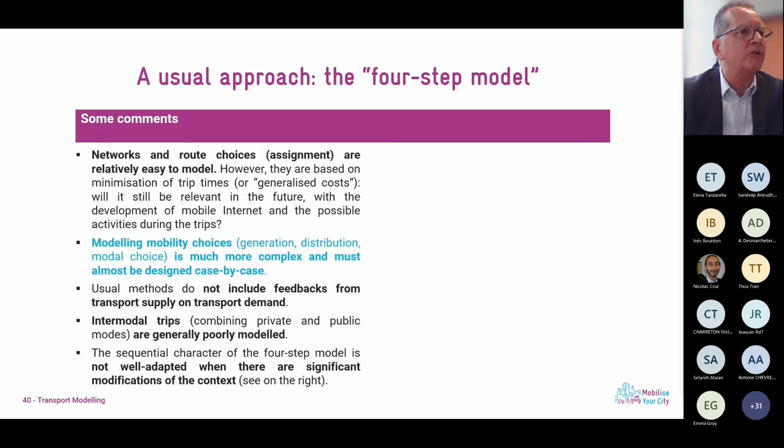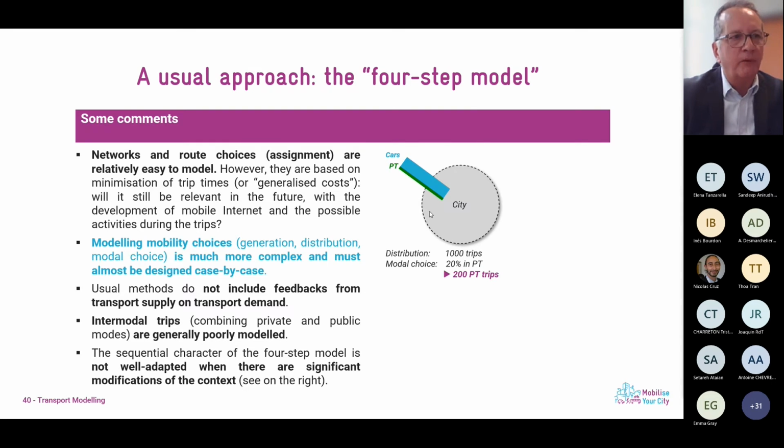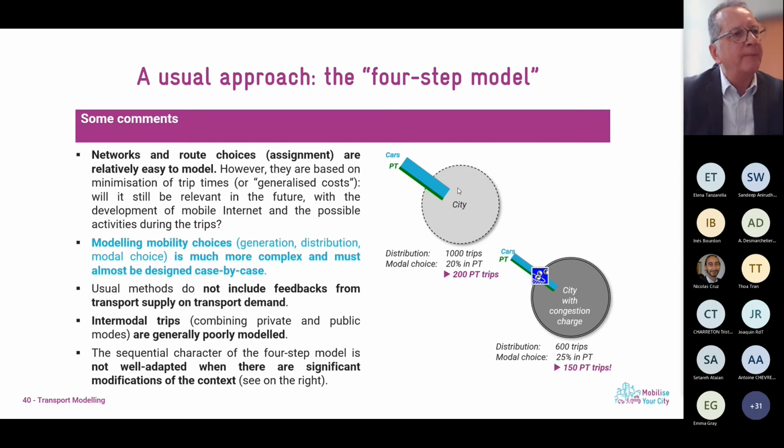So just an example to illustrate that. For example, we have a city and trips coming from outside with 1,000 trips and 20% in public transport, so meaning 200 trips in public transport, let's say from a specific zone, for example. And then I create a toll, a congestion charge in the city, and this will impact the global cost, the generalized cost of coming into the city.